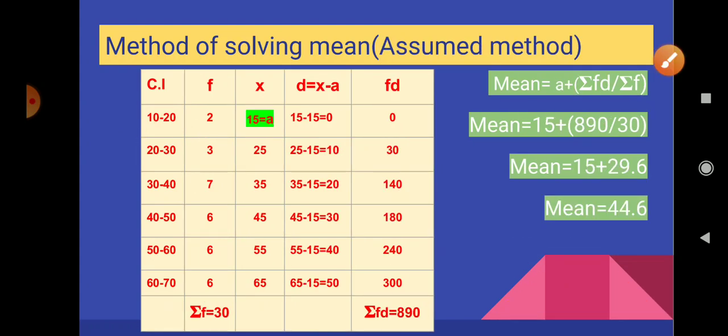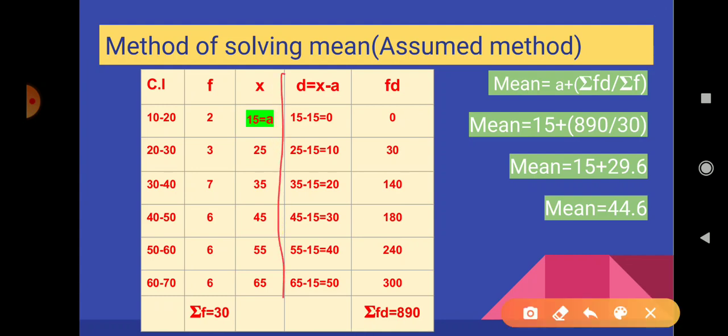It is the assumed method. What is the formula for the assumed method? Mean equals a plus sigma f d by sigma f. Observe, the same steps will be followed up to here, as we did in the direct method: the same class intervals, the frequencies, and adding all these frequencies you get sigma f, and x is 15, 25, 35, 45, 55, 65, same as in the direct method.